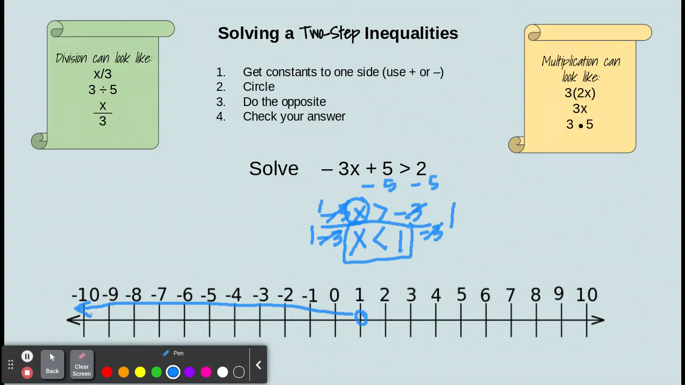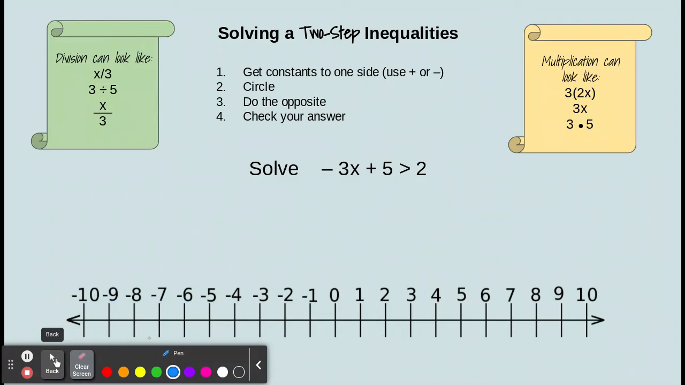All right. So our first step was to get rid of that 5. Our second step was to get rid of that negative 3, right? And this one was special because the 3 is negative, which is the coefficient for that variable. So since we divided by a negative to get our solution, we had to flip the inequality sign.